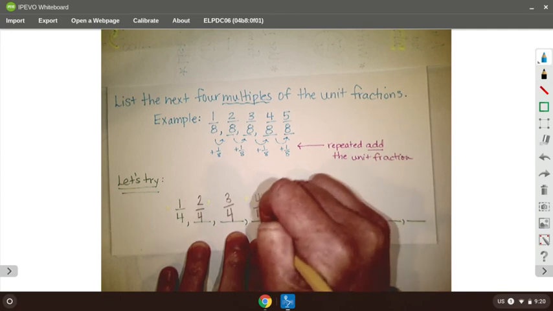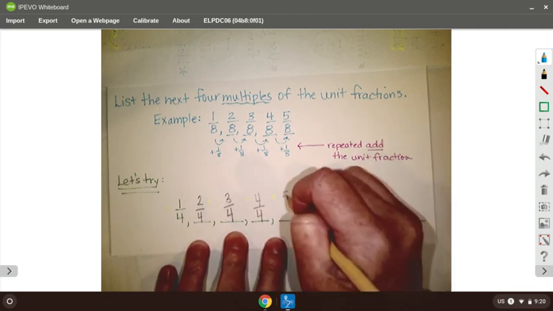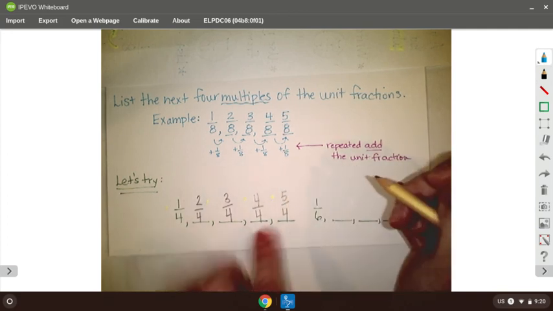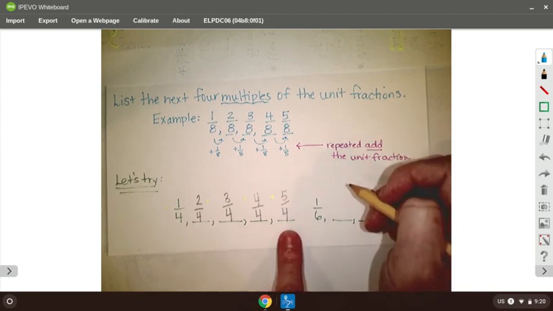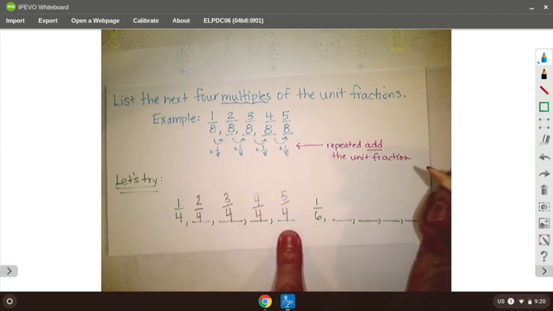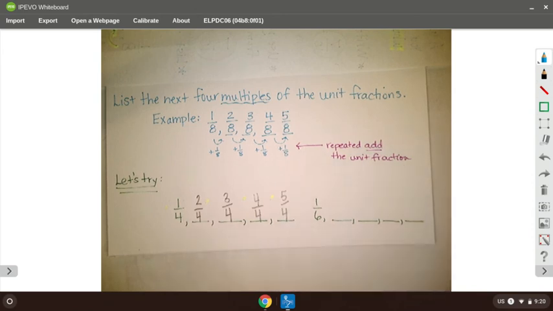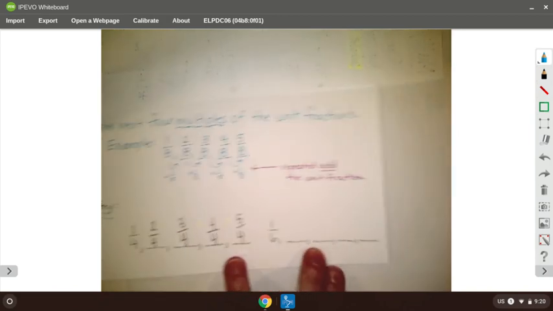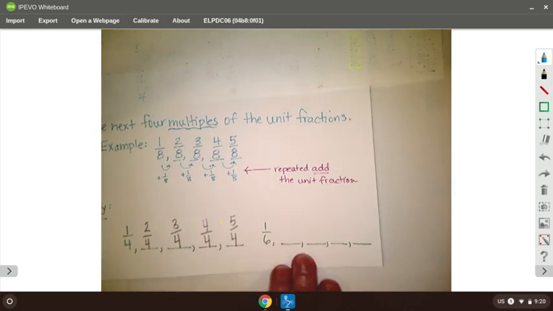4/4 and 5/4. If you wanted to switch this to 1 whole and this to 1 1/4, you could, but you can just leave these as improper fractions at this point. I just want you to get in the habit of following the pattern here. When we're listing our multiples, we're adding the unit fraction to each term, okay?